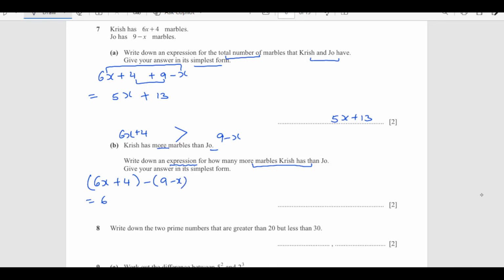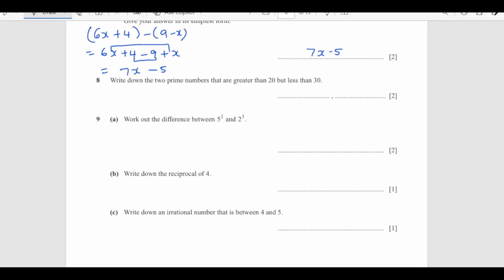So now we simplify. 6x plus 4, when you expand the bracket, so these signs are going to change. So 6x plus x is 7x and 4 minus 9 it's negative 5. So 7x minus 5, right?